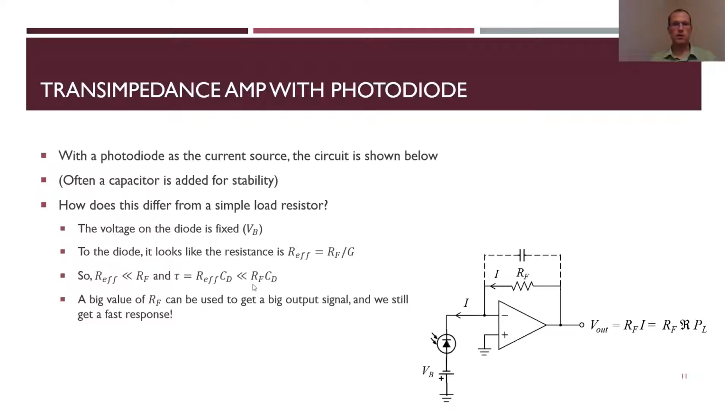And so this is a much smaller time constant than what we saw in the previous version. So I can still use a big value of RF, and that's still going to give me a big value of my V out. So I'm still going to get a pretty big gain here. But I'm also going to have a fairly small response time, because what the diode actually sees is a smaller effective resistance, and so that time constant is small. So again, this is a way we can still have the two things that we want: a large output voltage as well as a fast response.